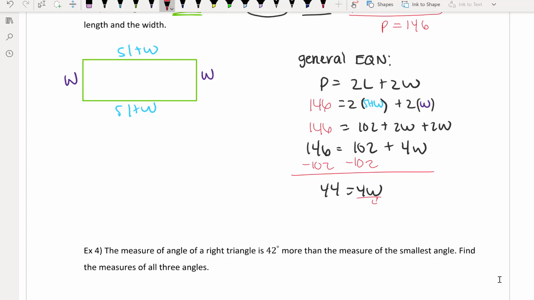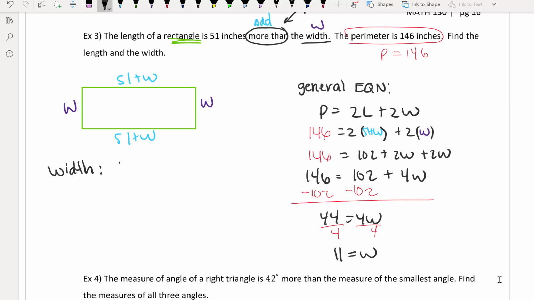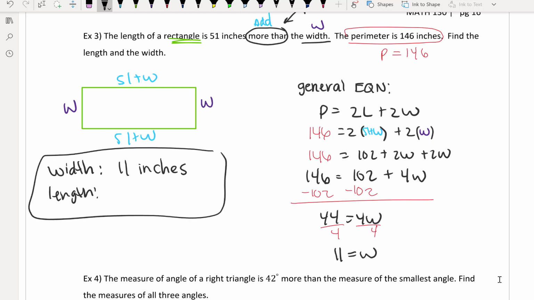So if I divide both sides by 4, I'm going to get that 11 is equal to W. So now I know that W represents my width, and it's given to me in inches, so I have 11 inches. Now, when I want to talk about the length, I know that the length was really 51 plus W. So I'm going to have 51 plus my 11, which is going to give me 62.